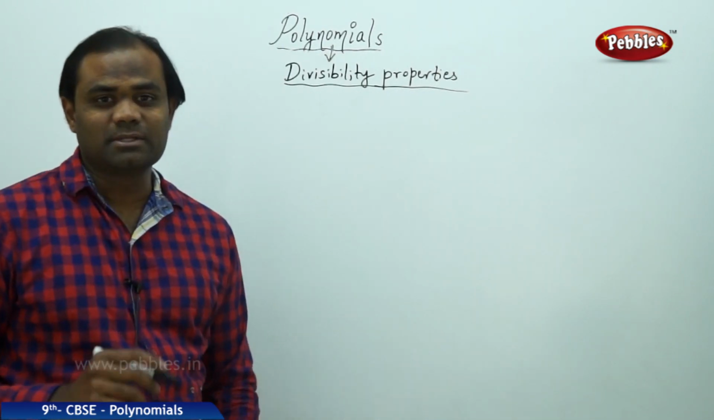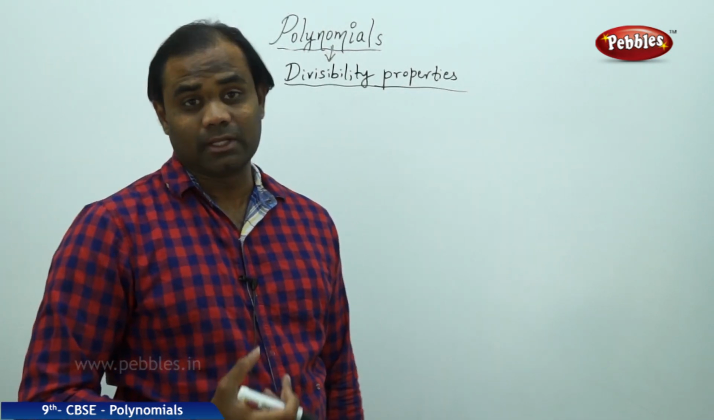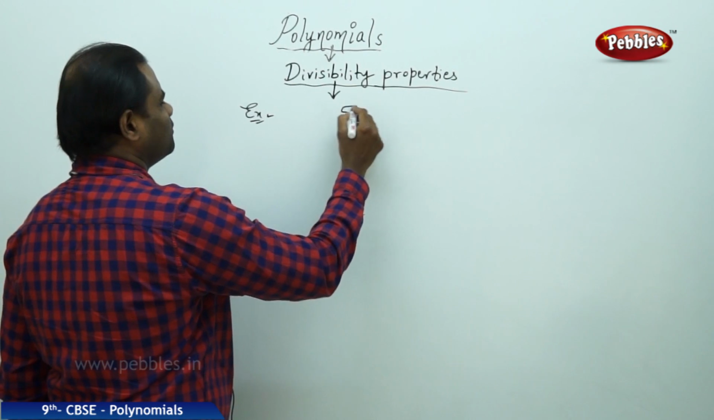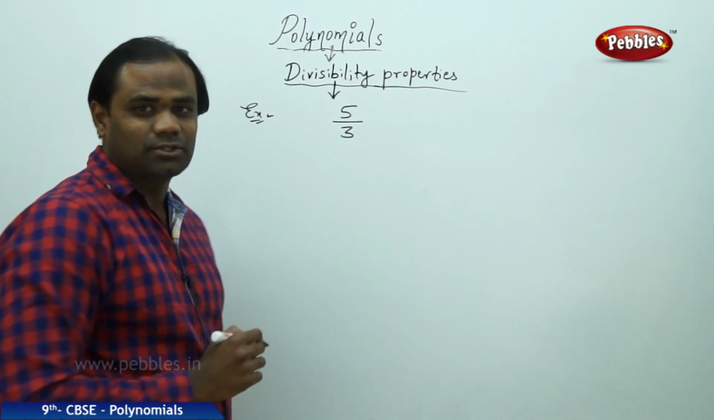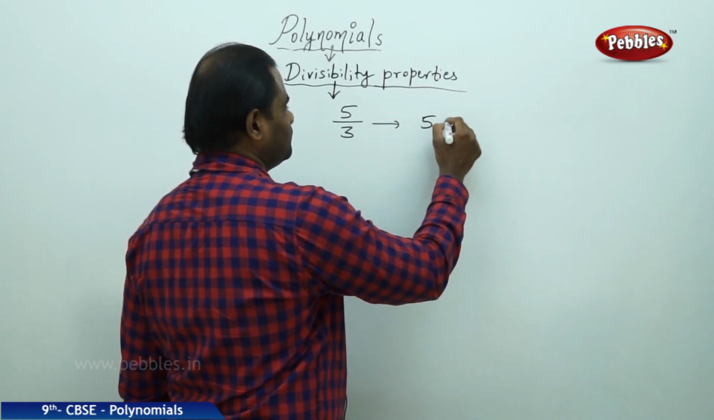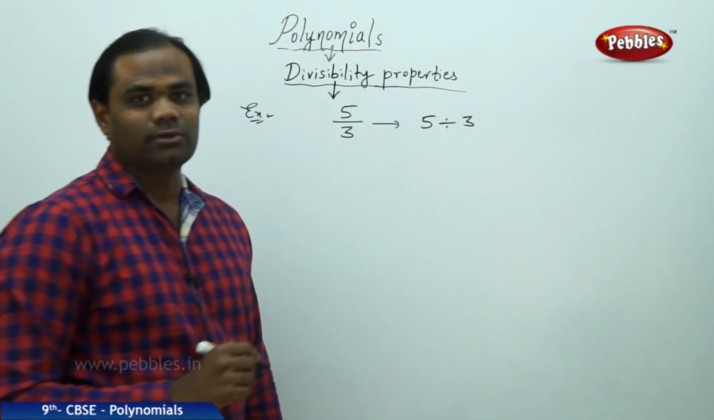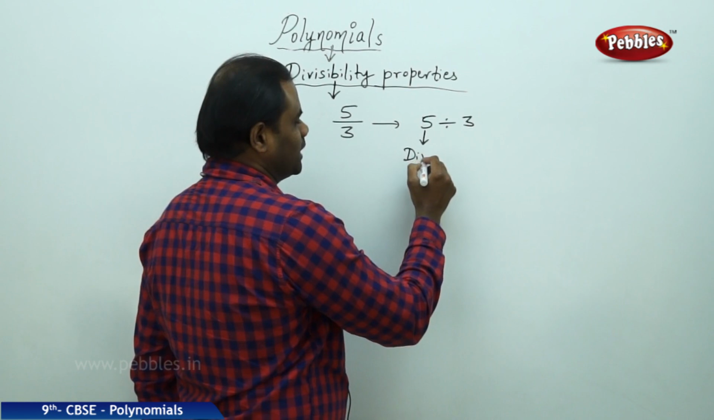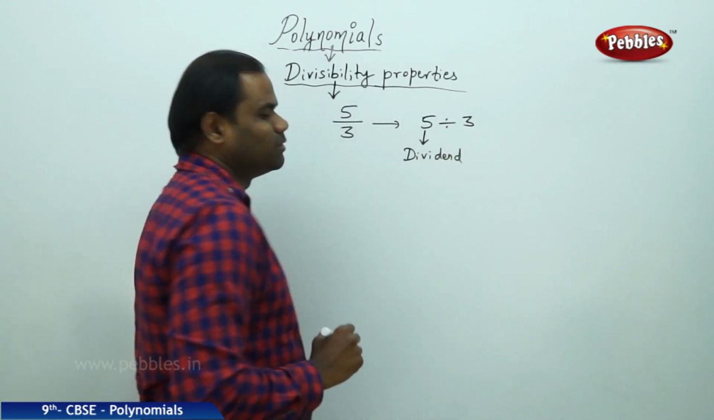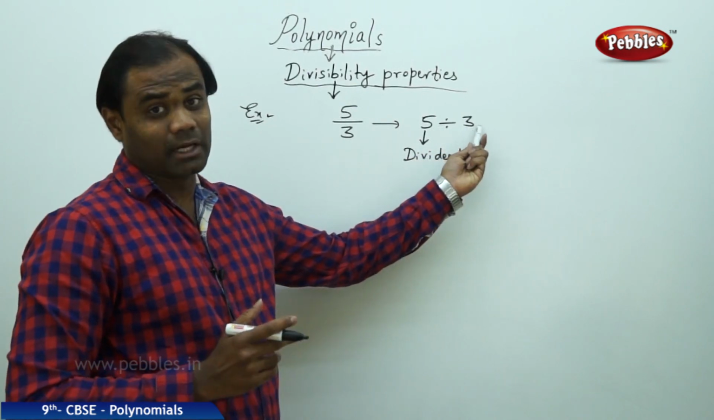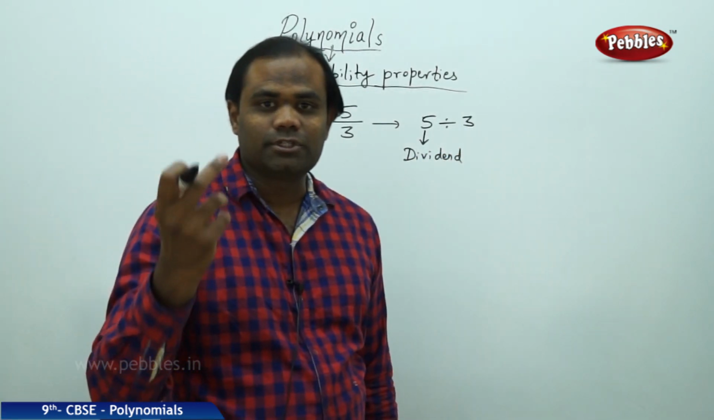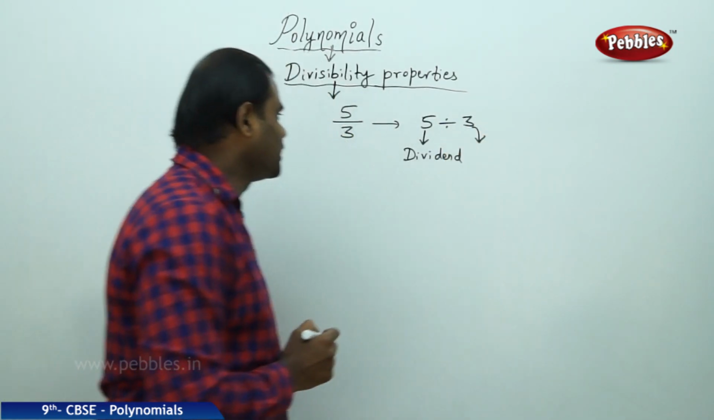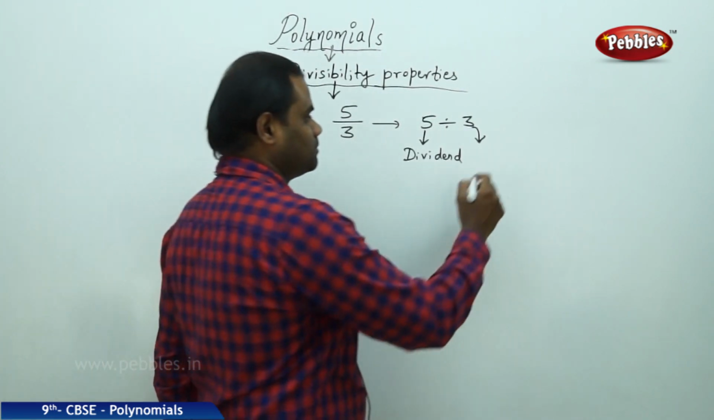Let's try to understand the divisibility properties by taking a very simple example. For example, I have the number 5 divided by 3. I would like to divide the number 5 by 3. So here I understand that the number which is being divided is called the dividend, and the number which acts in the division is the divisor. So 3, which divides, is called the divisor.